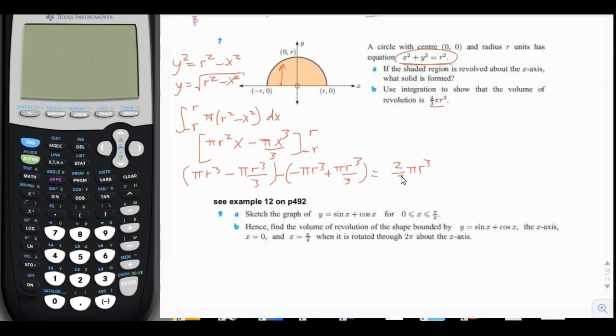And then for this one, well, let's do these separately. Minus a negative pi r cubed is going to be plus pi r cubed. And then we have minus 1/3 pi r cubed. Okay, now what do we get? So 2/3 pi r cubed minus 1/3 pi r cubed is going to be 1/3 pi r cubed. Plus 1 pi r cubed is going to be 4/3 pi r cubed.